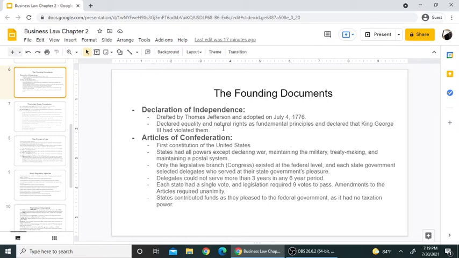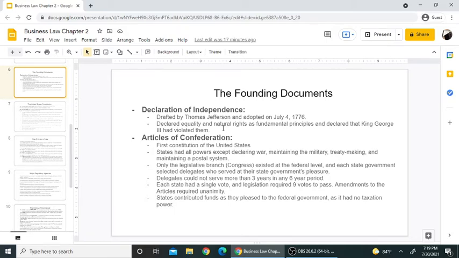The Articles of Confederation were basically the first constitution of the U.S., and it gave states extremely broad powers compared to what they have today. They had pretty much all powers, except declaring war, maintaining the military, treaty making, and maintaining a postal system. Even though those powers existed for the federal government, the states had a lot of informal leverage that they could use to change the decisions of the federal government or hamper them.